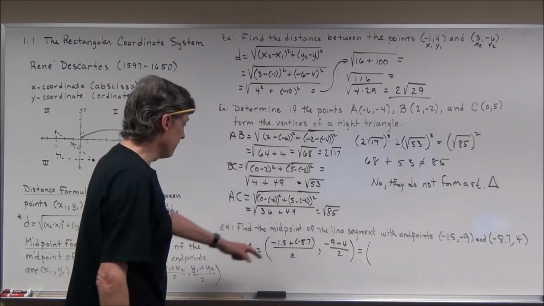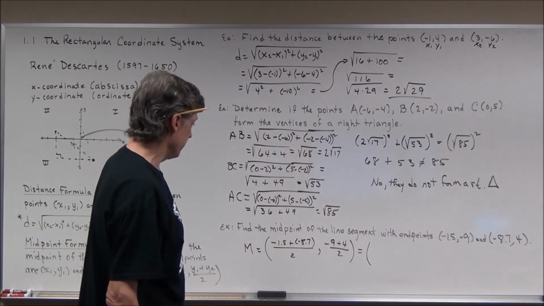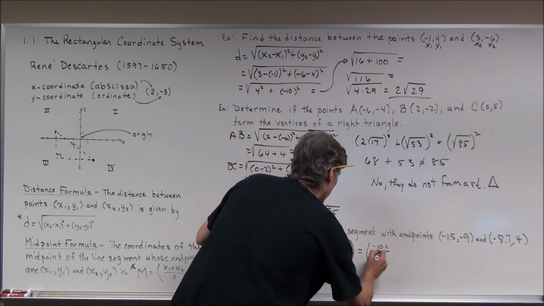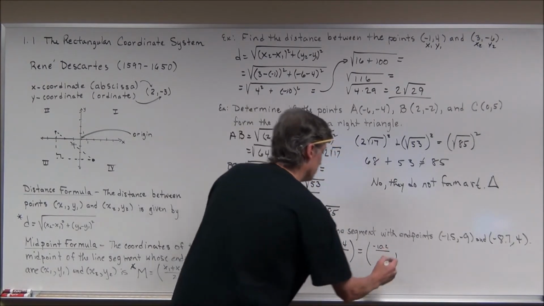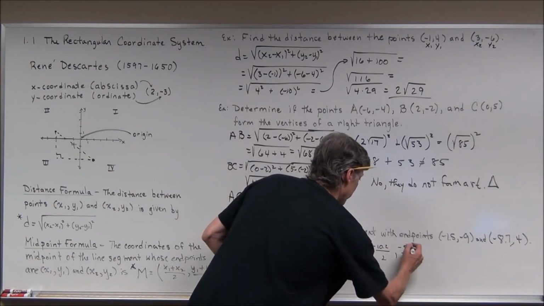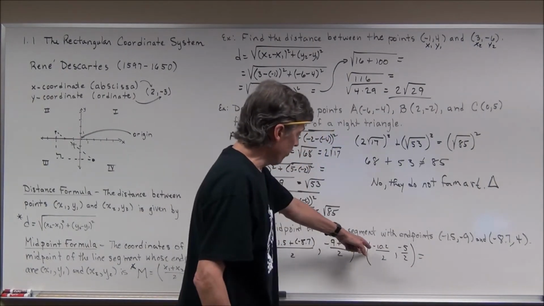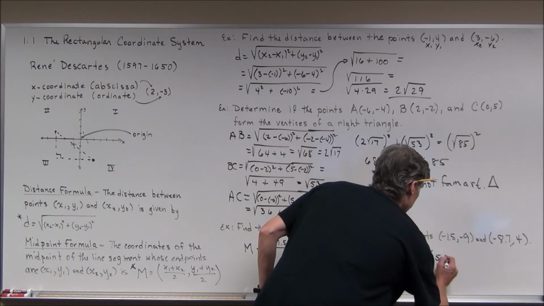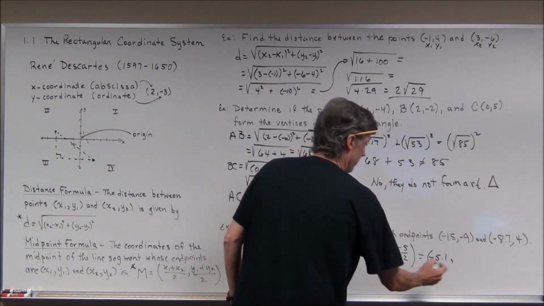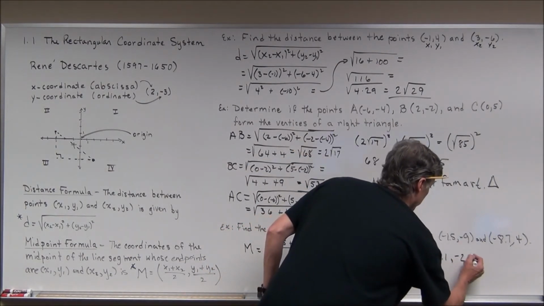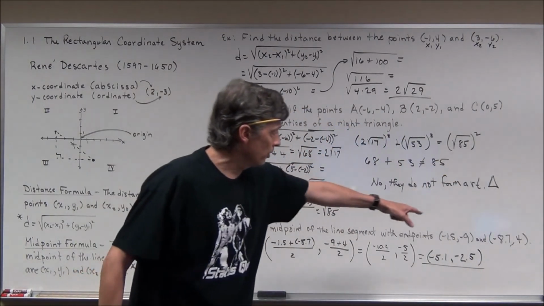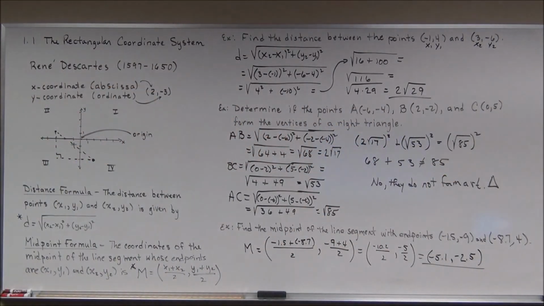Well, negative 1.5 plus negative 8.7 is negative 10.2, so this is negative 10.2 divided by 2, and this, of course, is negative 5 divided by 2. Negative 10.2 divided by 2 is negative 5.1. And negative 5 divided by 2, I'll just write it as a decimal since the other one's already in decimal form. And I have the midpoint of the line segment that has those 2 points as its endpoints.